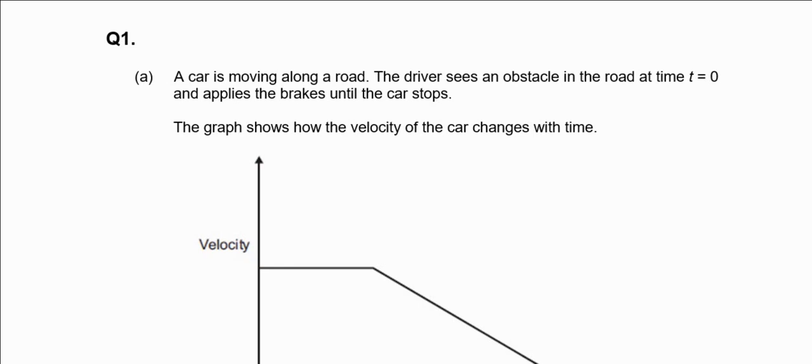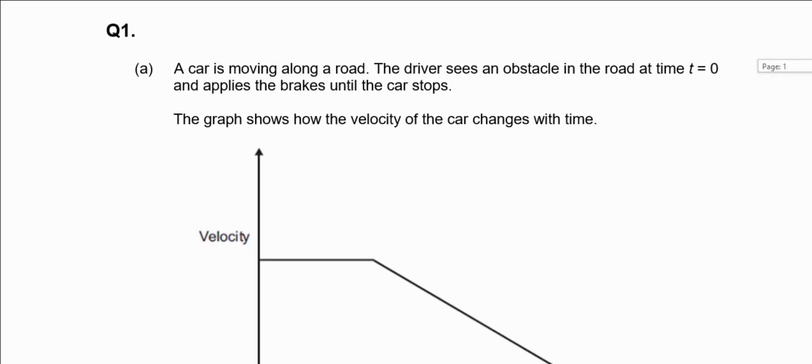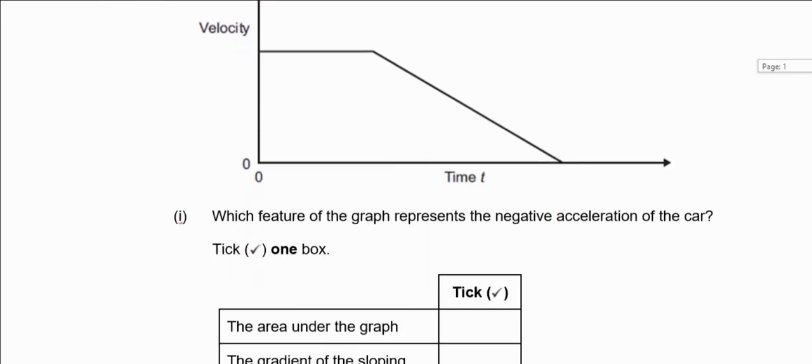Question 1. A car is moving along a road. The driver sees an obstacle in the road at time equals 0 and applies the brakes until the car stops. The graph shows how the velocity of the car changes with time. Remember, when you have these questions, you'll either have a velocity time graph or a distance time graph, or displacement time graph sometimes. And which graph you have determines what you're going to do with it.